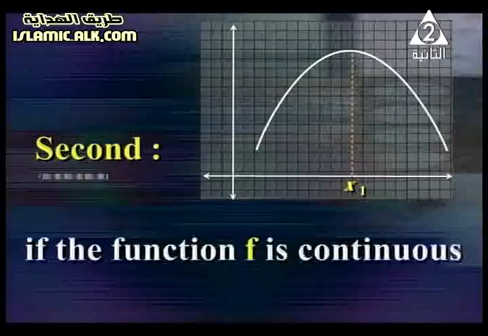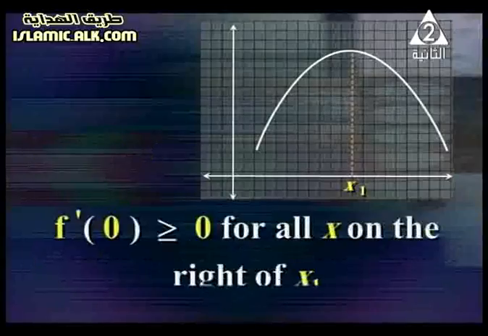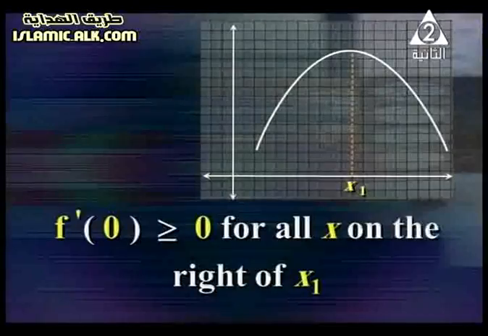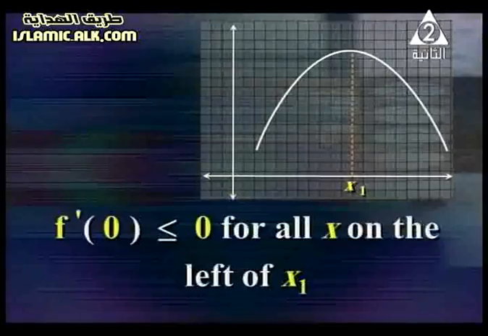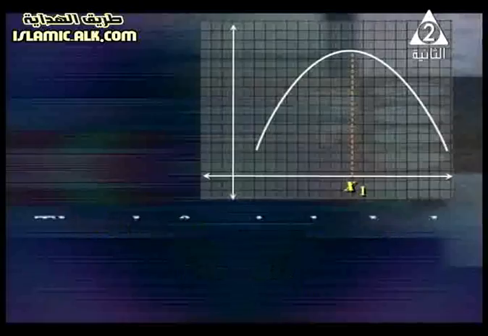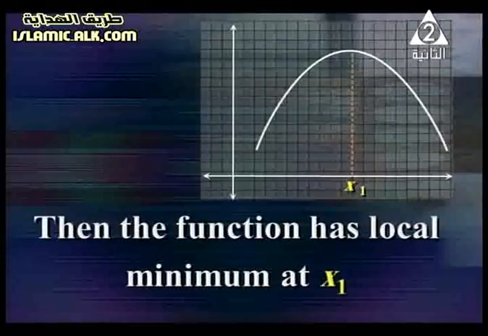Second, the function is continuous. F dash more than or equal to 0 for all x on the right of x1, and f dash x smaller than or equal to 0 for all x on the left of x1. Then the function has a local minimum at x1.